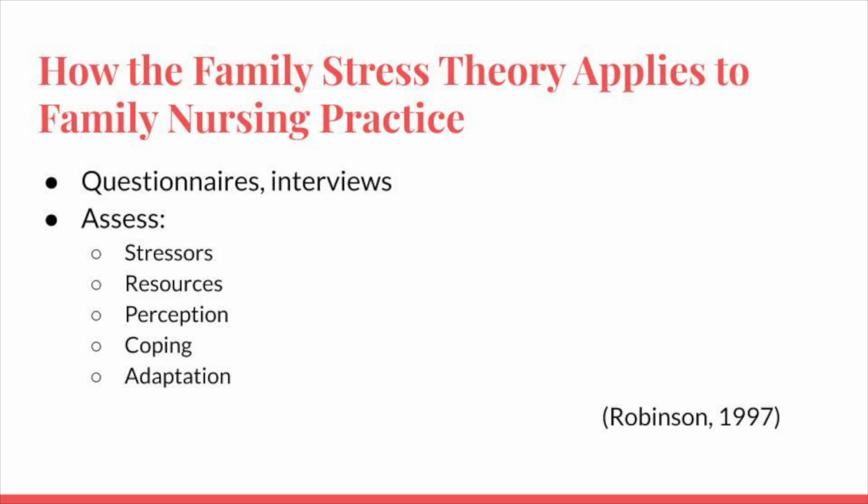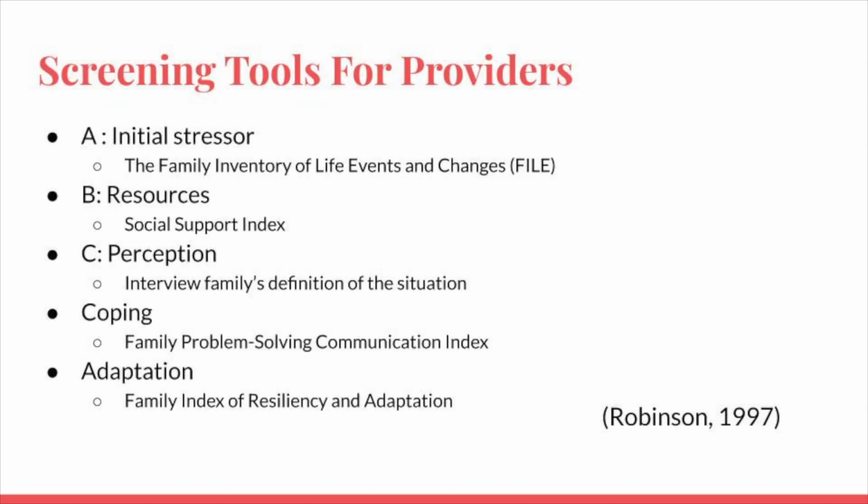Perception of the family to the stressor and the family's coping also need to be assessed. Lastly, the FNP needs to assess if the family has adapted positively or negatively to the crisis. If the adaptation was maladaptive, then FNPs should offer family services such as counseling to help keep a family crisis from progressing to severe or chronic dysfunction. Robinson offers multiple screening tools for providers to use in assessing the components of the family stress theory. Some of them are listed here.